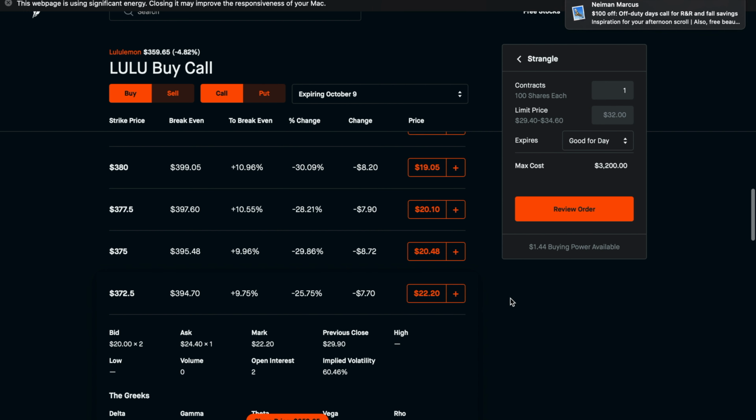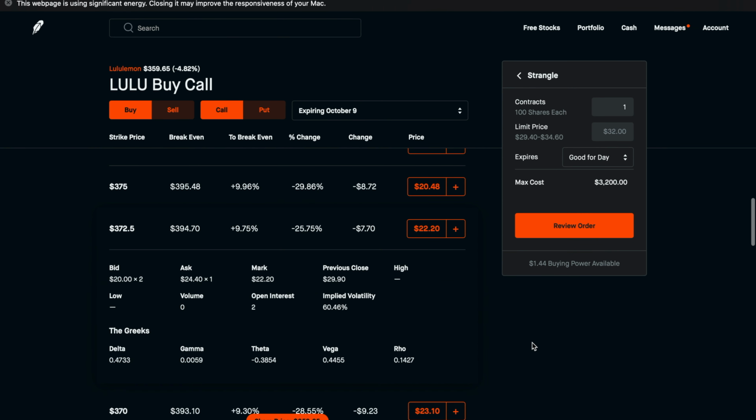I see. Now, I want to explain to you the bid and the ask, also. The bid is the price that people are asking to buy this option for. So people here are asking to buy this option at $20 per share, meaning $2,000 per contract. But people who are selling it are asking for $24.40 per share. Ultimately, $2,440.